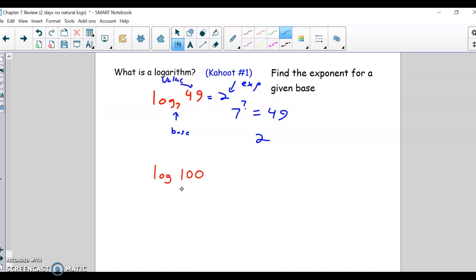Okay, and then just remember that if nothing is written here, in math that's an implied 10. Like the base of the log is 10. So for this one, we really say base of 10, what is the exponent that gives us 100? And the answer to that is 2. So you have your parts, your base, your exponent, and your value in a log.